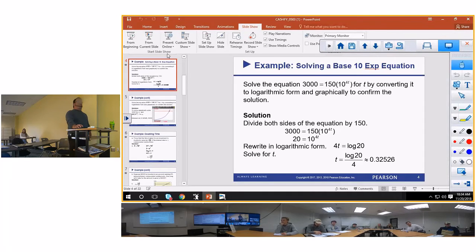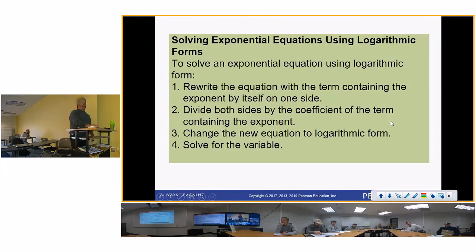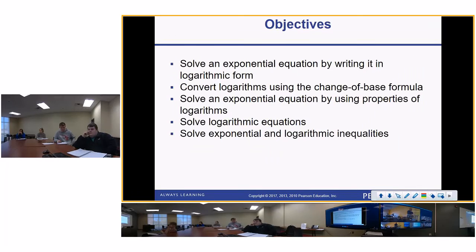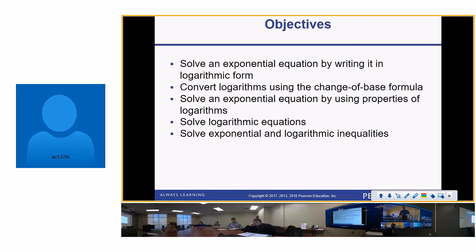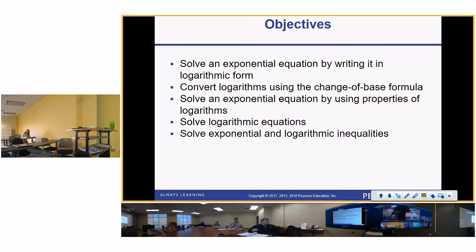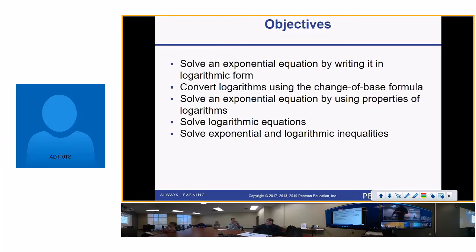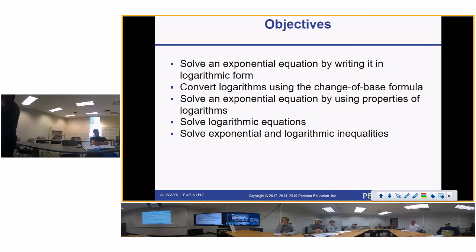So let's look at this. You can take a picture of this or write it in your own terms, but it's pretty much accurate. Solve an exponential equation by writing it in logarithmic form. Convert logarithms using the change-of-base formula. We're going to do that.